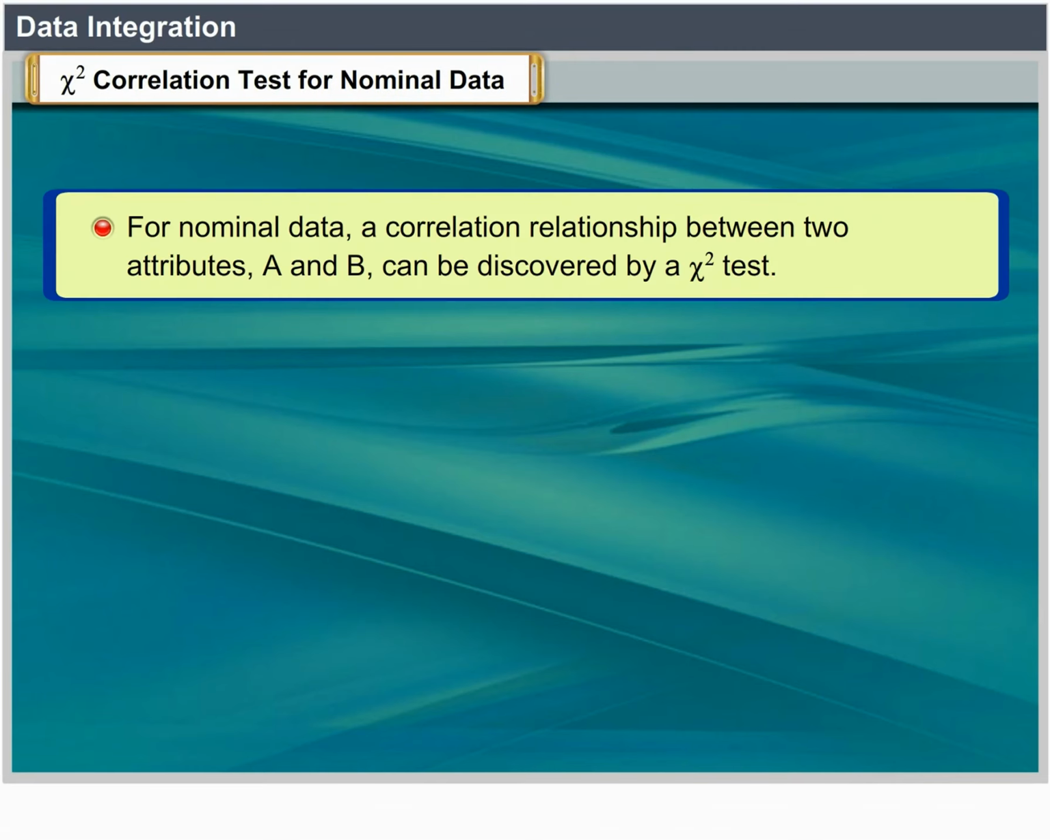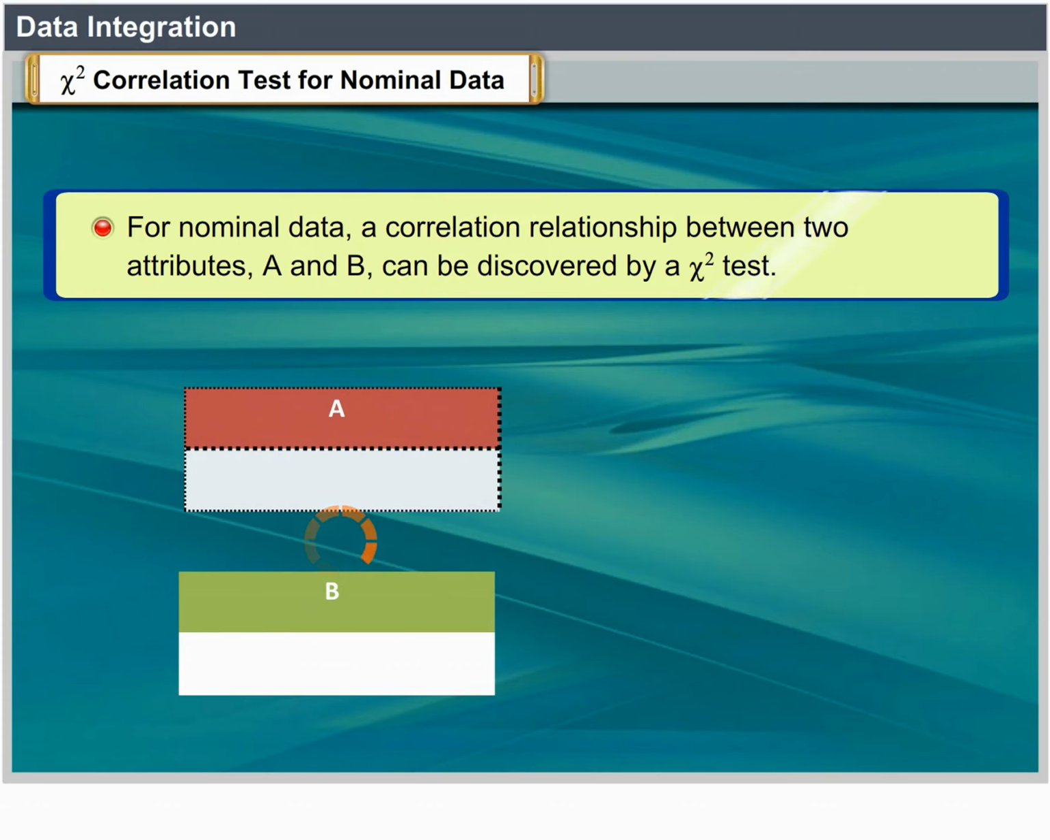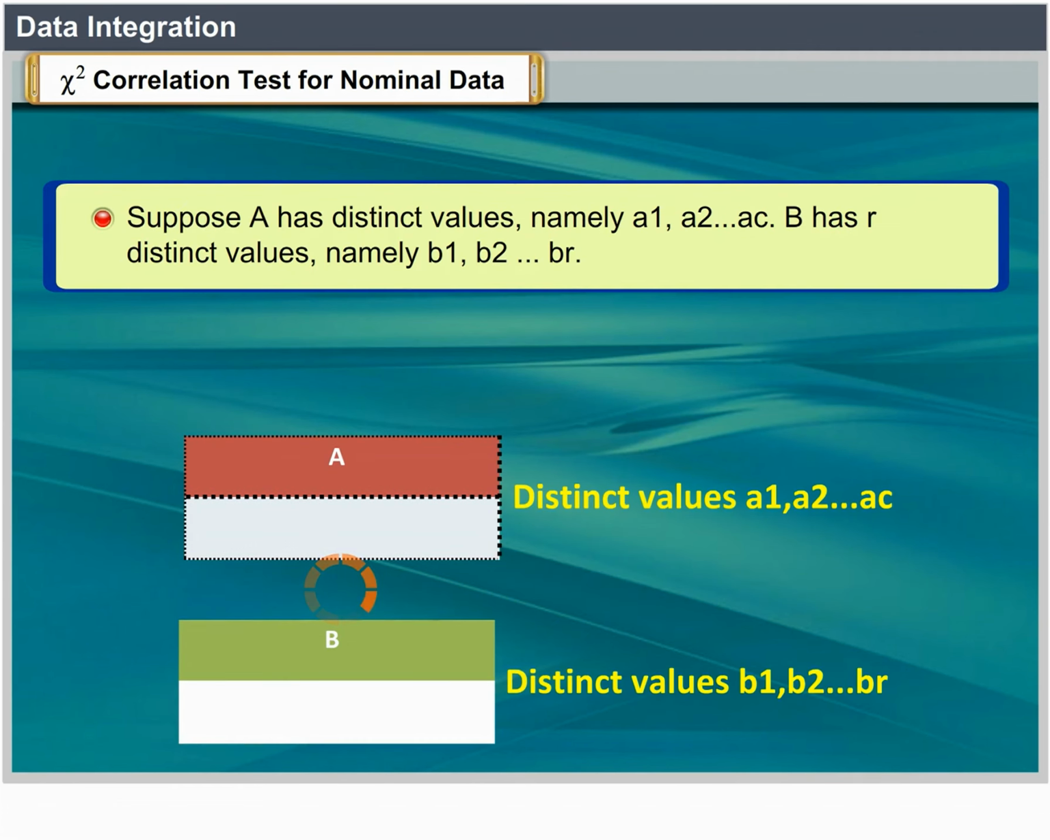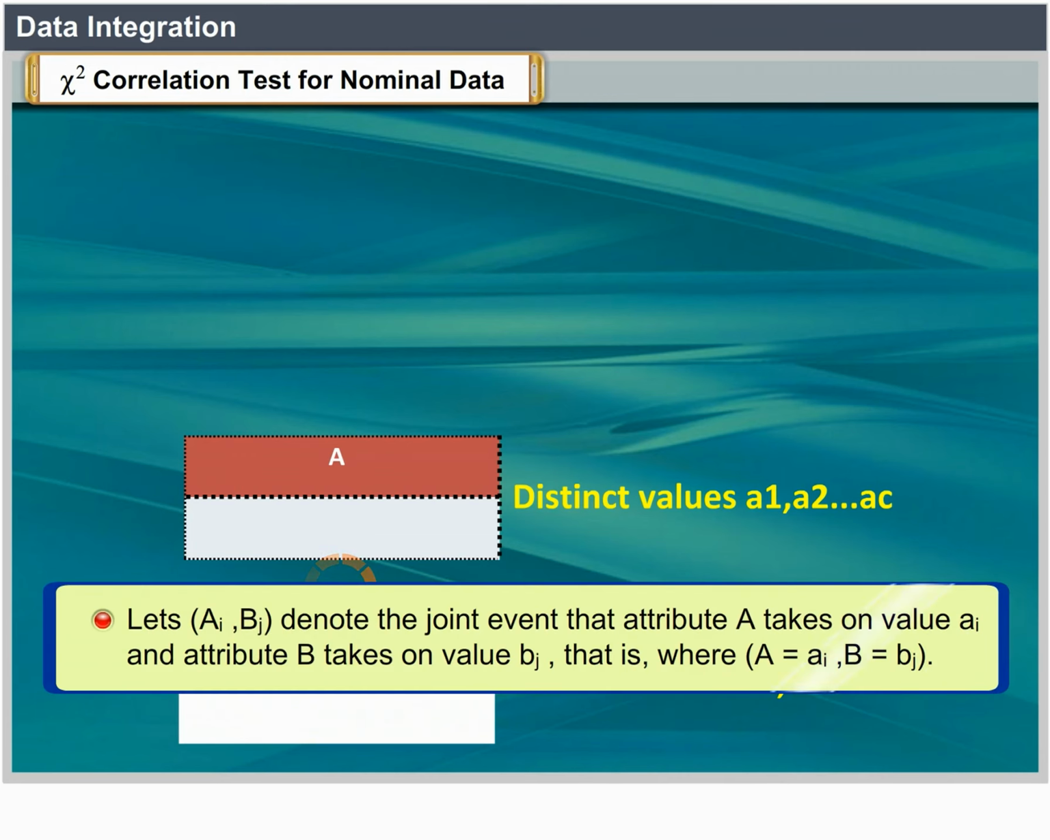For nominal data, a correlation relationship between the two attributes, A and B, can be discovered by a chi-square test. Suppose A has c distinct values, namely a1, a2 going up to ac. B has r distinct values, namely b1, b2 going up to br. Let (Ai, Bj) denote the joint event that attribute A takes on value ai and attribute B takes on value bj, that is, where A equals ai, B equals bj.